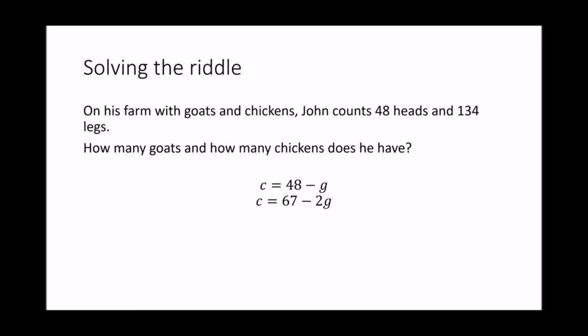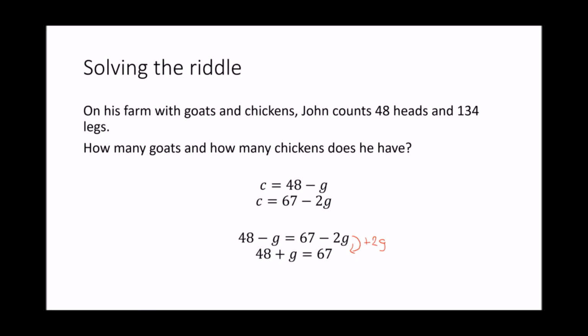So we finally have these two formulas and we can finally solve our problem, because if C equals 48 minus G and also C equals 67 minus 2G, then 48 minus G equals 67 minus 2G. And now we can simply use the balance method to solve the equation. First of all, minus 2G is the lowest amount of G's, so let's get rid of that by doing plus 2G in this case. And that gives us 48 plus G equals 67.